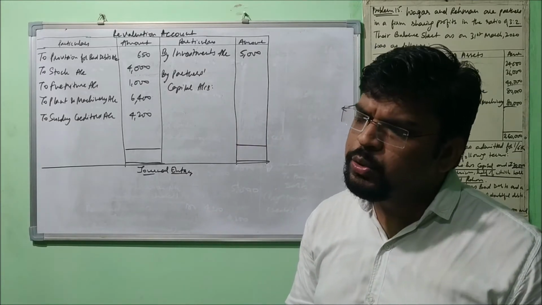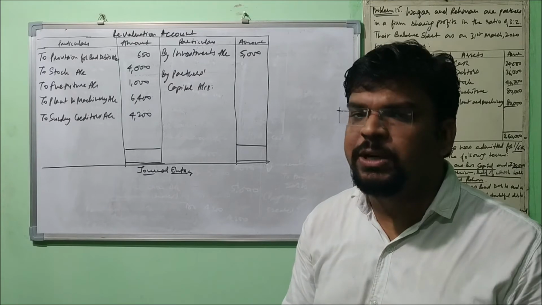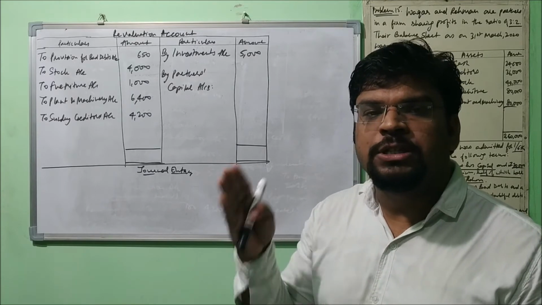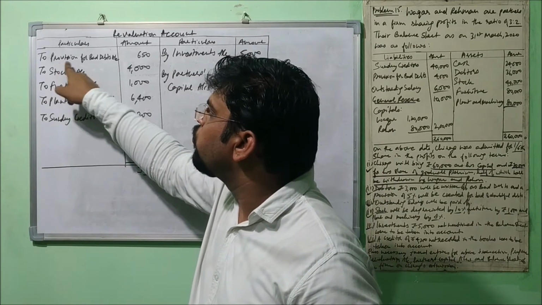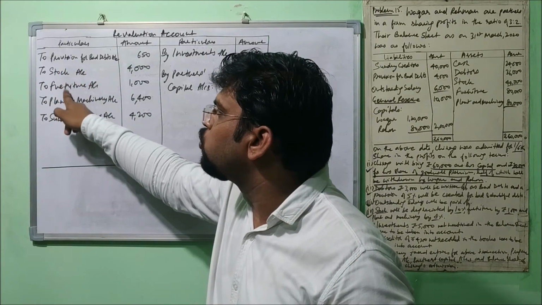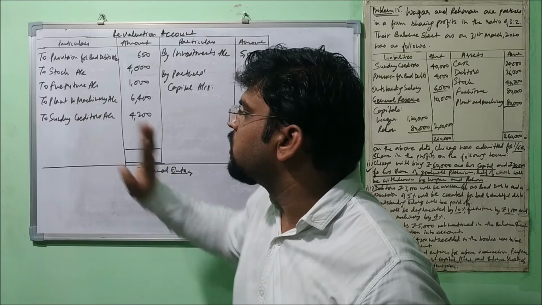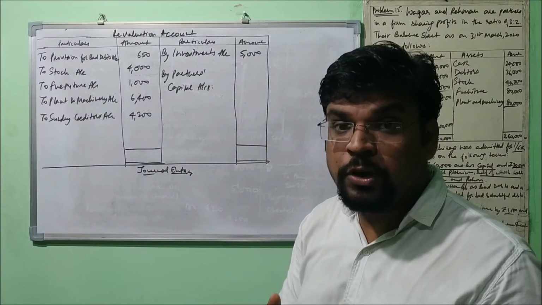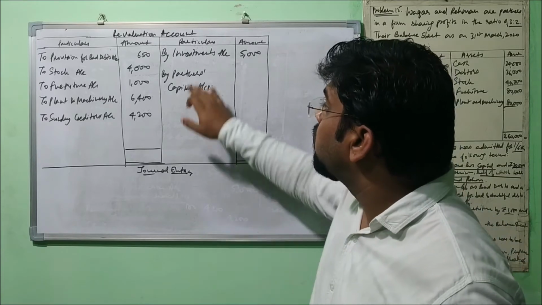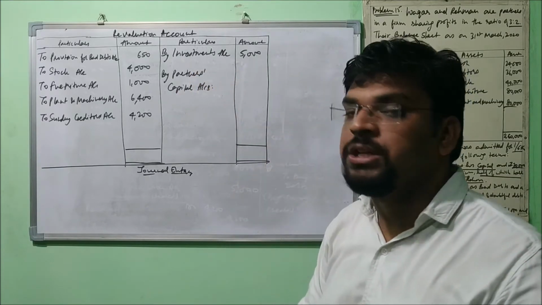Okay, and you already know the rule of posting: it goes on the opposite side. If revaluation account is debit, then the entry will come by this: to provision for bad debts, to stock, to furniture, to plant and machinery, to sundry creditors. If revaluation account is credit, then the entry will come here by investment. So only a single entry is there.